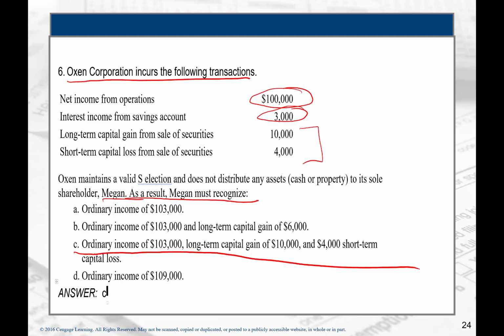Okay, if they ask me for oxen, the answer is what? 100,000, right? They didn't ask me for oxen, though.